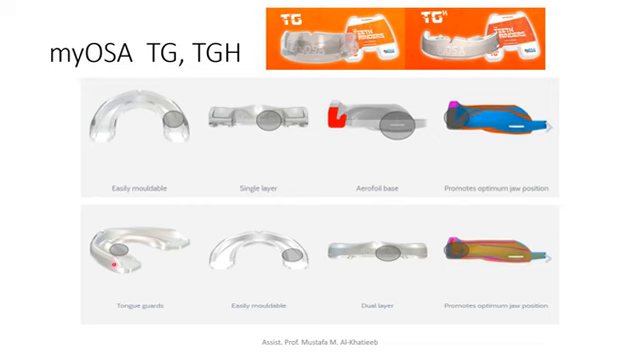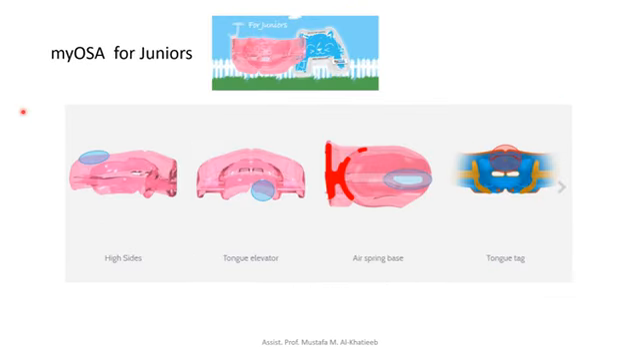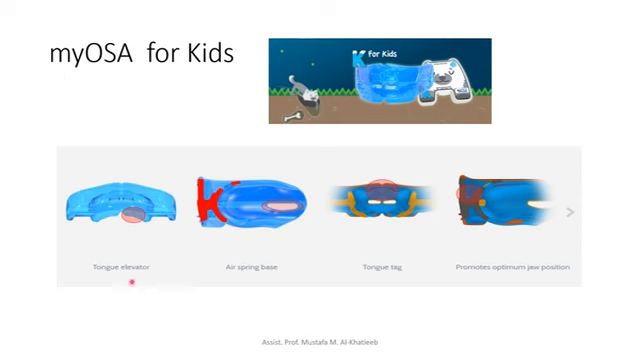Tongue guards with easily moldable, dual layer, and also promotes optimum jaw position. So the teeth grinder has a single layer, while the teeth grinder hard is harder and has dual layer. Myosa for juniors, J, usually has high sides, tongue elevators, air spring foil base, and tongue tag. Myosa for kids also has tongue elevator, air spring base, tongue tag, and promotes optimum jaw position.